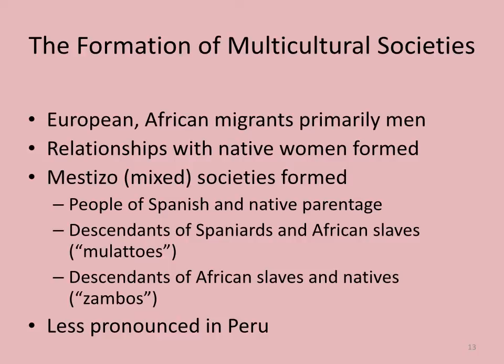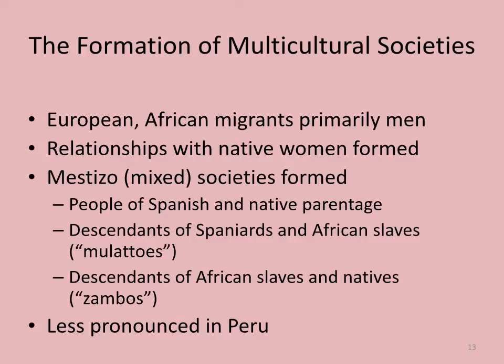Now, the formation of multicultural societies is going to occur the moment white people start showing up on the shores. Now, the European and the African immigrants are primarily men, so what they need is women. Now, what we're going to see is that men, no matter if their cultural background is not mixed, will mate with the local women, and that happened everywhere. Specifically Spain, specifically the English. The French are a little bit more independent, and they're going to blend and become even more dependent on one another.